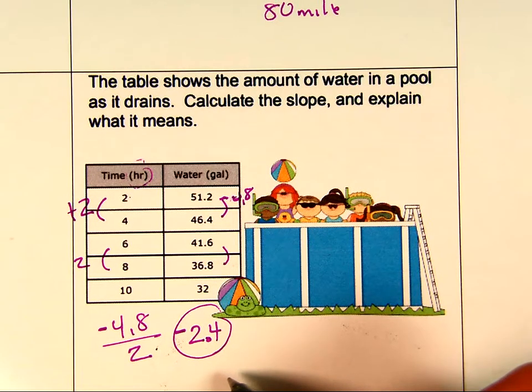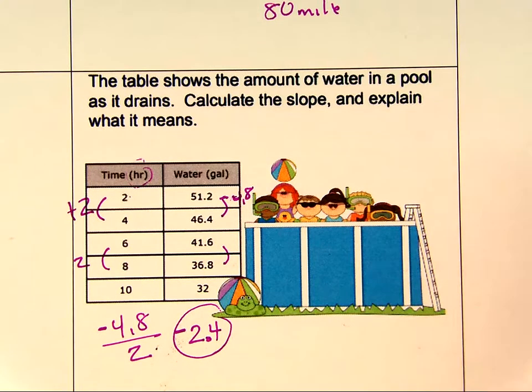So it's draining at 2.4 gallons every hour. Seems kind of slow. It's going to take a long time for that to go. Maybe it's just because the kids are splashing around. I don't know. But anyway, it'll take a long time to get that out.